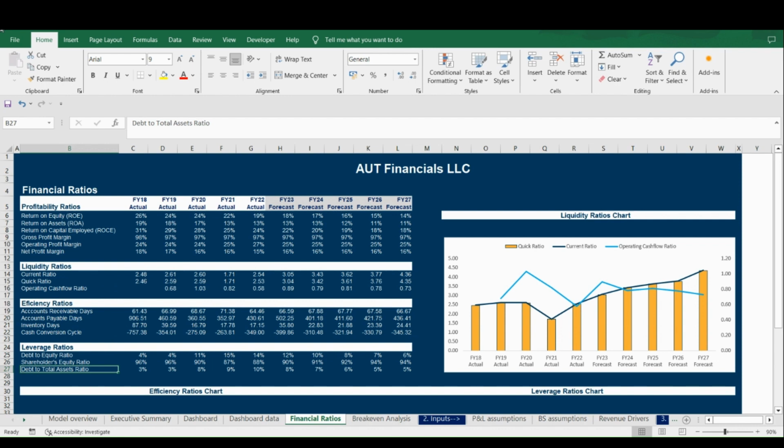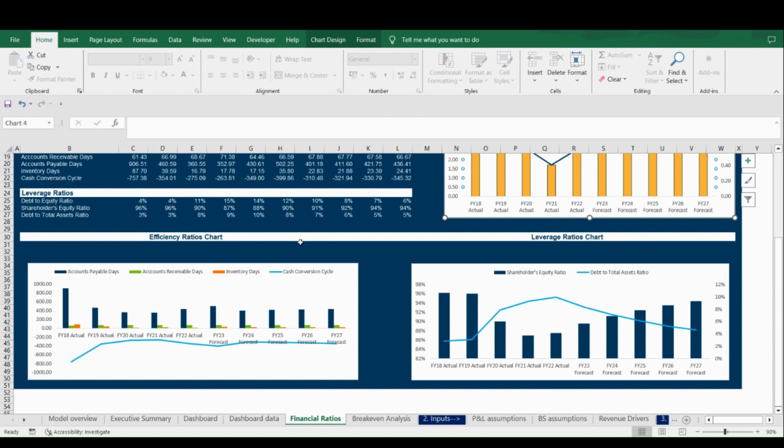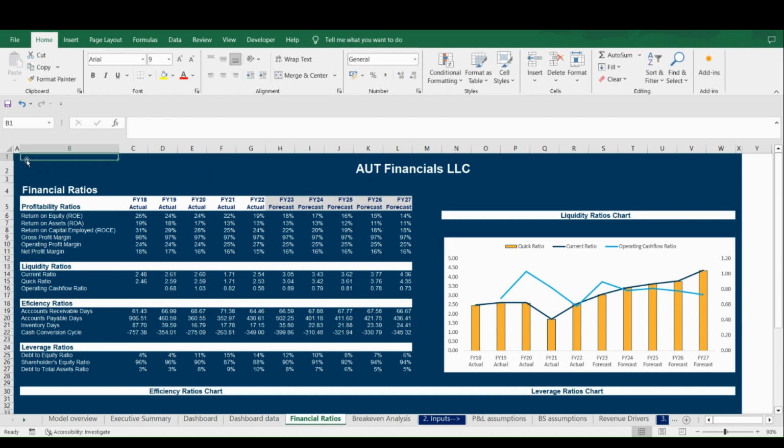We also have a chart representing all three major liquidity ratios, that is the quick ratio, current ratio, and operating cash flow ratio. We have two other charts representing the efficiency ratios, that is the accounts payable, accounts receivable, inventory days, and the cash conversion cycle. We have leverage ratio charts showing the shareholders equity ratio and debt to total asset ratios. So in all, this gives a good overall look into the company's financials.